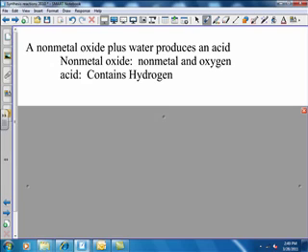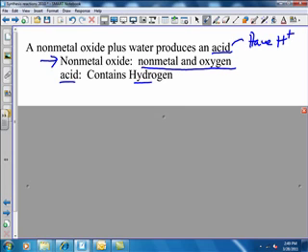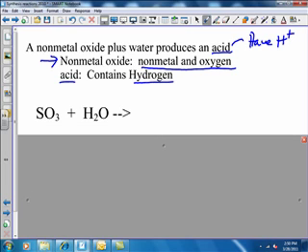All right, the last synthesis is a non-metal oxide plus water is going to produce an acid. Now, we've talked about acids. Acids have H+ ions, or hydrogen ions. So a non-metal oxide is a non-metal with oxygen, and acids contain hydrogen. Now, these get a little bit trickier once we get going, so we'll start out with some easy ones.